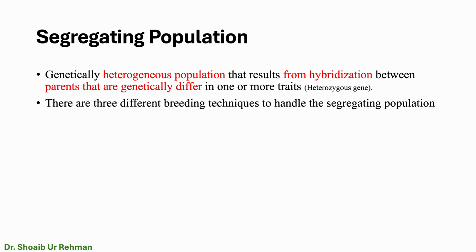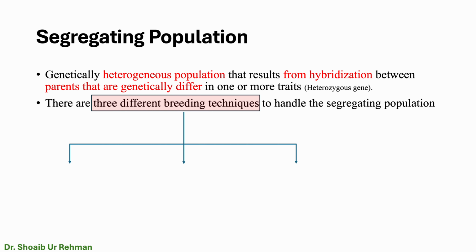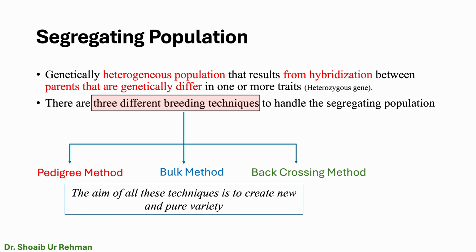Normally there are three different breeding techniques that are used to handle a segregating population. The first technique is known as the pedigree method. The second one is the bulk method, and the third one is the backcrossing method. All these techniques are used to create a new and pure variety. In this lecture, we will discuss the bulk method.